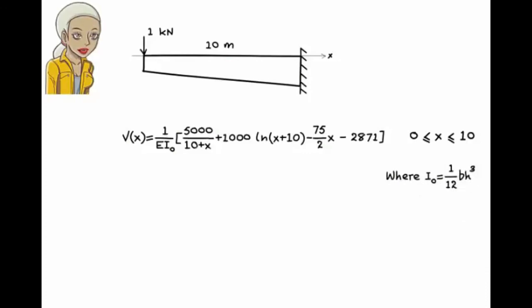We can now use this equation to calculate deflection in the beam. For example, maximum deflection, which occurs at the free end, can be determined by substituting 0 for x in the deflection equation.